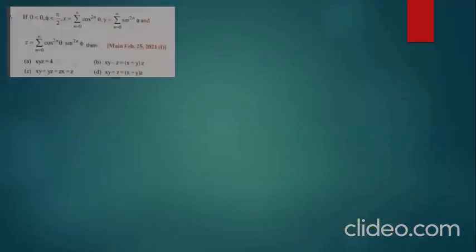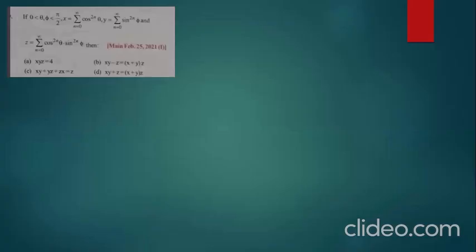You see here, if theta lies between 0 and pi by 2, x is equal to sigma n is equal to 0 to infinity cos to the power 2n theta, y is equal to sigma n is equal to 0 to infinity sin to the power 2n phi, and z is equal to sigma n is equal to 0 to infinity cos to the power 2n theta into sin to the power 2n phi. Then xyz is equal to 4xy. Some options are given, which is a correct option.